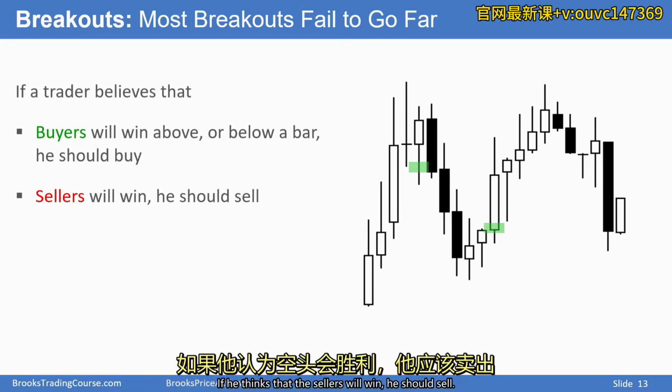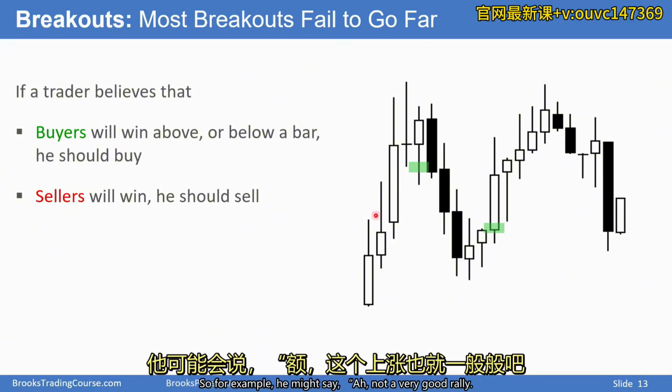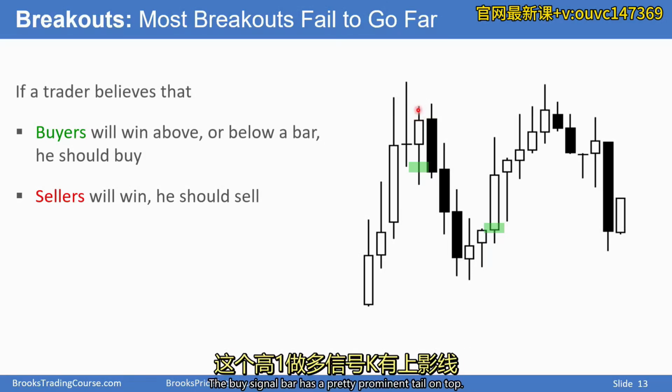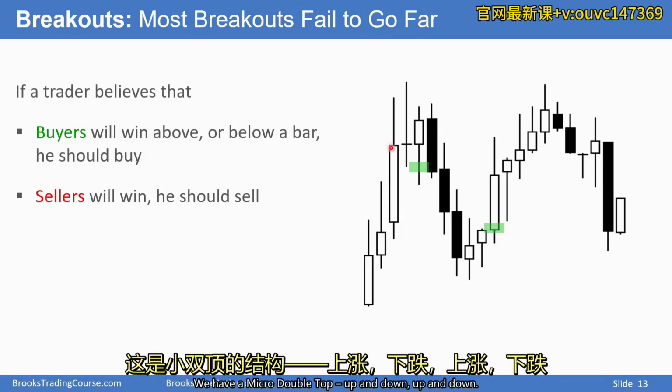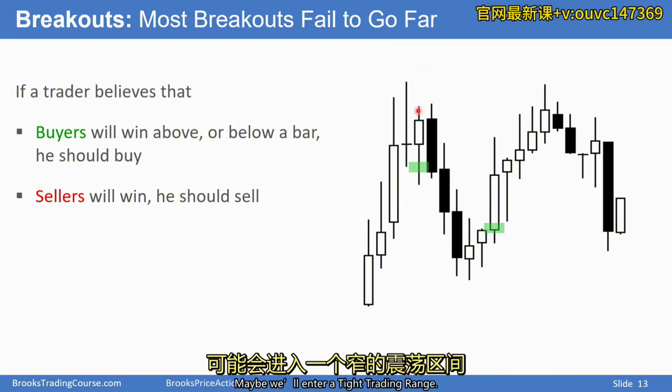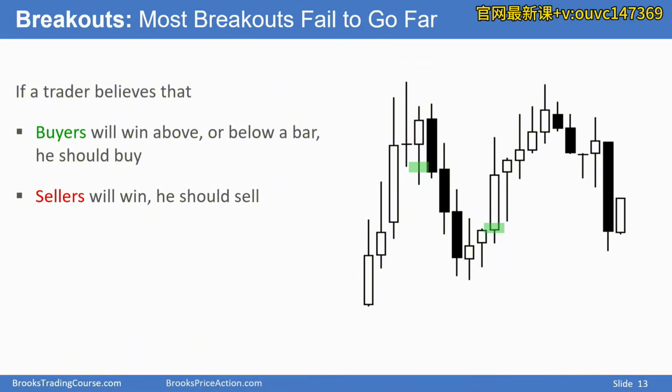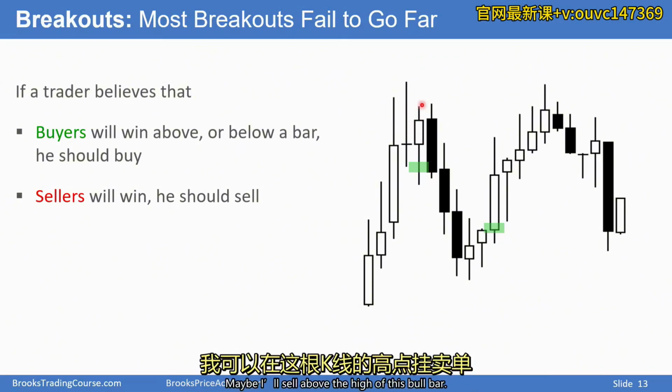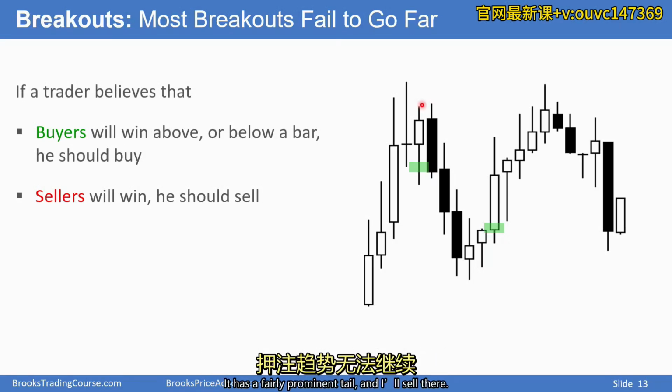If he thinks that the sellers will win, he should sell. So for example, he might say, not a very good rally. The buy signal bar has a pretty prominent tail on top. We have a micro double top, up and down, up and down. Maybe we'll enter a tight trading range. Maybe I'll sell above the high of this bull bar. It has a fairly prominent tail, and I'll sell there.